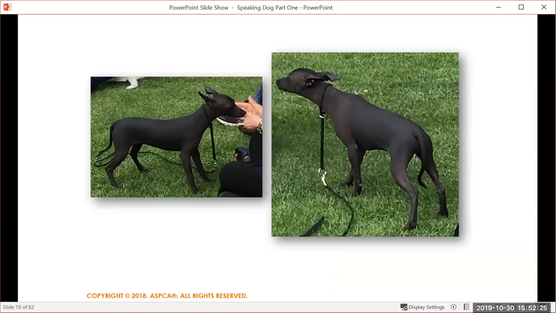Next slide. Here you see the same dog. In both cases, the dog is fearful, but in one case he's shifting his weight backwards, and that's because he's very close to a person. And in the other case, he's leaning forward, and that's because there's something that's attracting him, even though he's afraid of it. Next slide.